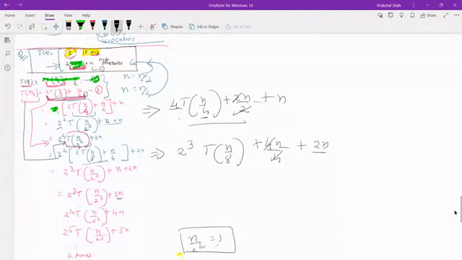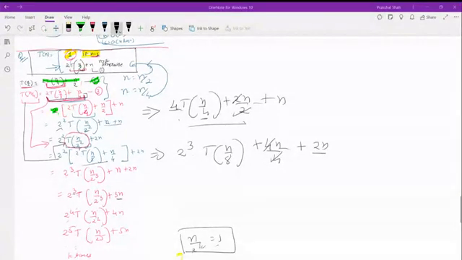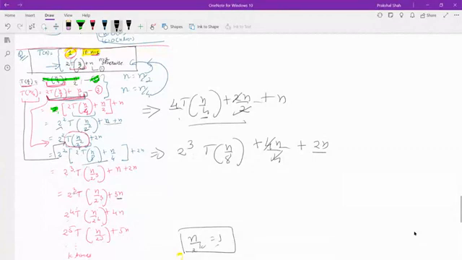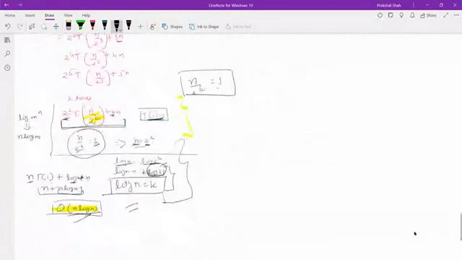I did not get n equals n by 2. I did not get it. If you see, Deepak, it is given in the question. Recurrence relation. Okay, so Shubham, I did not know that n divided by 2 raised to k equals 1. I did not know this.